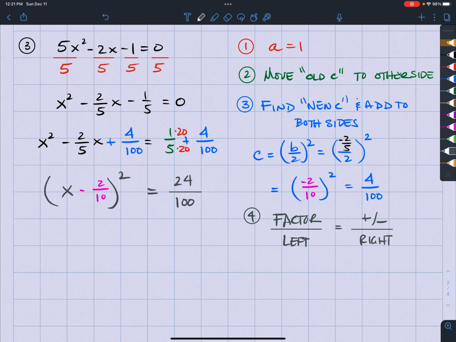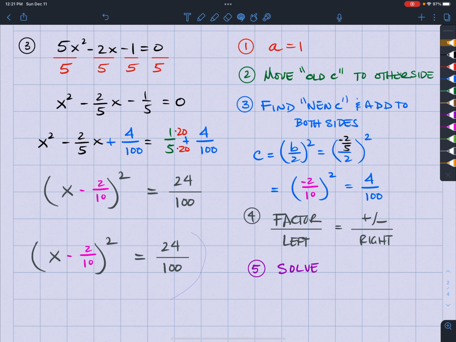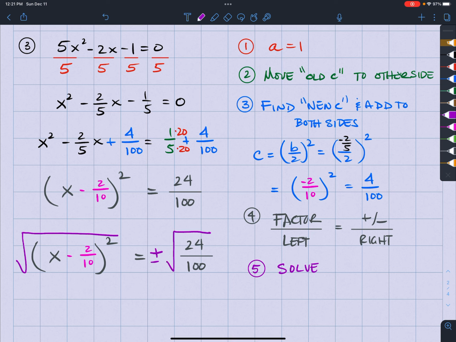Now step 5 is to solve. Anytime we solve, we're going to solve for x. To get x by itself, we have to get rid of the square first. And how do we do that? We're going to take the square root. The problem with the square root is that every time we take the square root of something, we have to have the plus and minus.